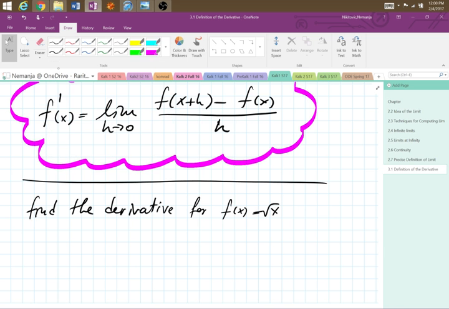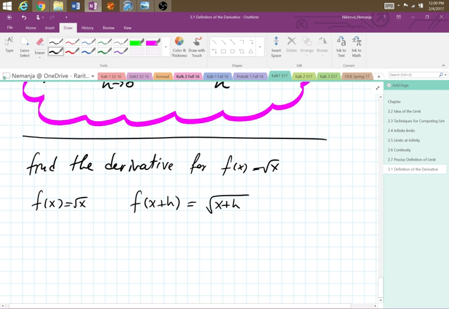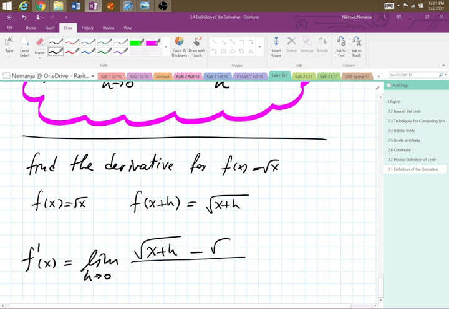So we're going to start with figuring out all of the pieces. I have that f of x is root x, and I also need to get f of x plus h, which, dare I say clearly, is root of x plus h, like this. So now the derivative, which is f prime of x, is going to be the limit as h goes to 0 of square root of x plus h minus square root of x, over h.